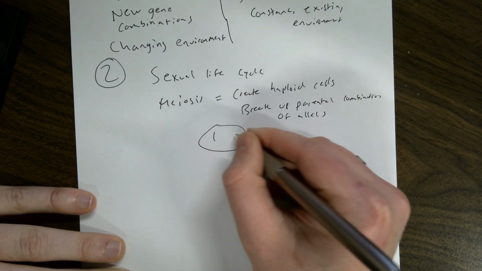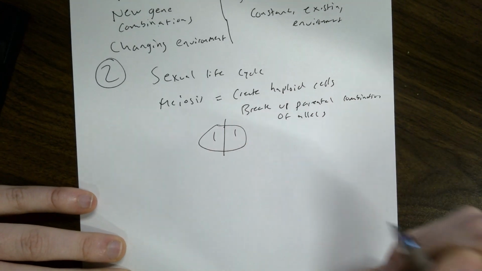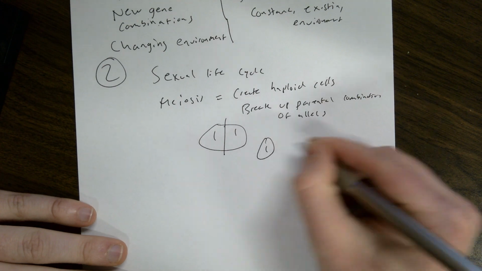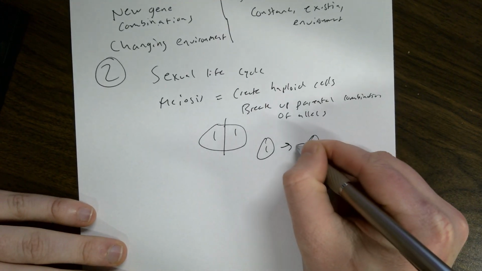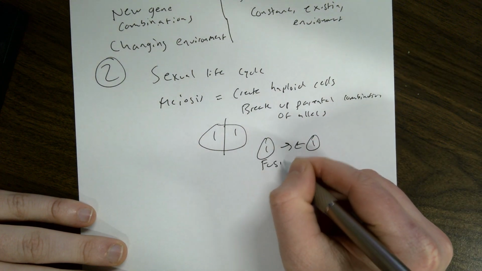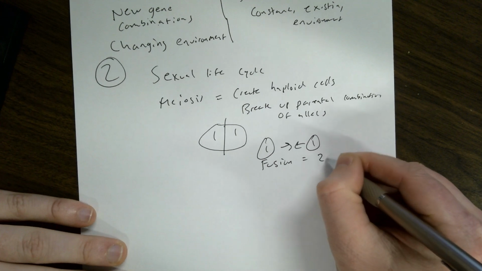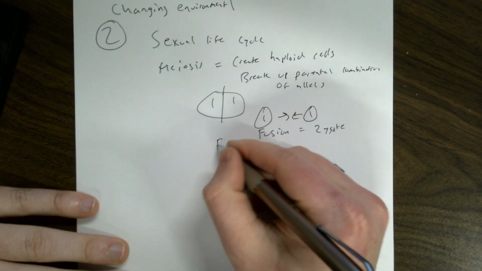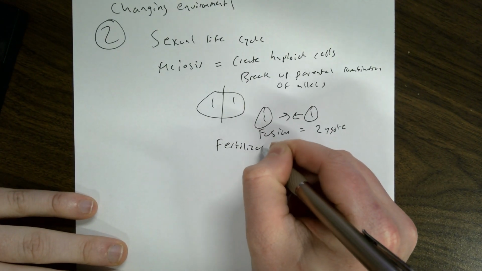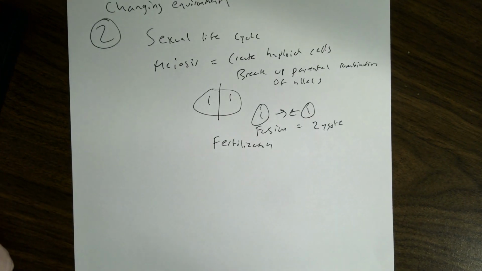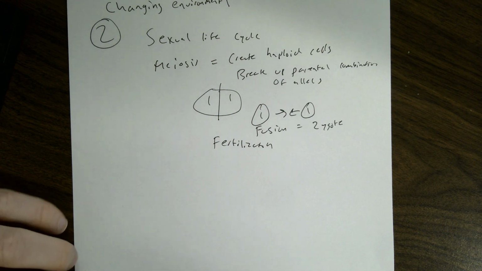You have a cell and you split it in half. So you got half, so we call those haploid. Then what that allows you to do is take the two haploid cells and fuse them together, and you get your zygote. So the fusion of these leads to a zygote. And so this is fertilization. So meiosis, we learned about it. It plays a role in this process. Without it, you can't have sexual reproduction.